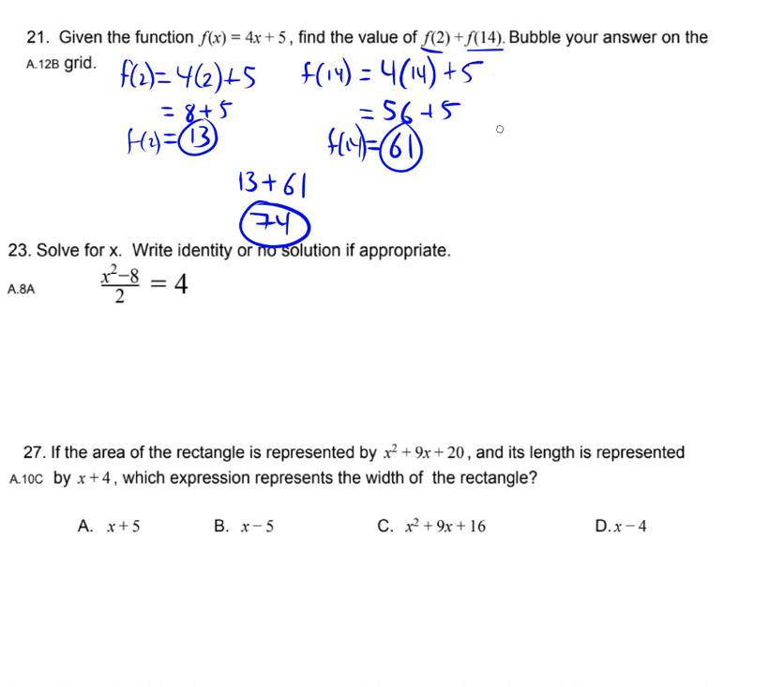Okay. All right. So hopefully that made sense. Bubble your answer on the grid. Don't forget to bubble it and be careful with that.